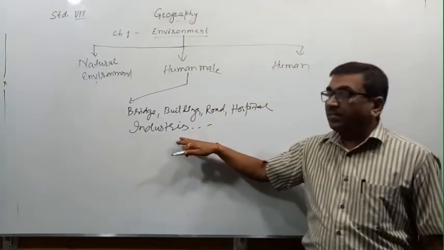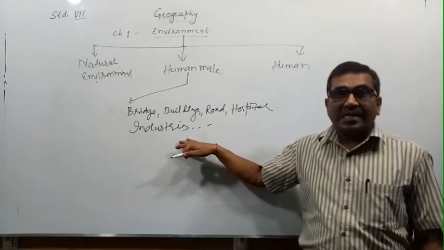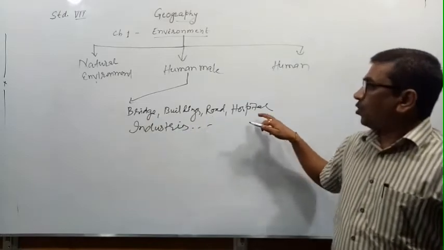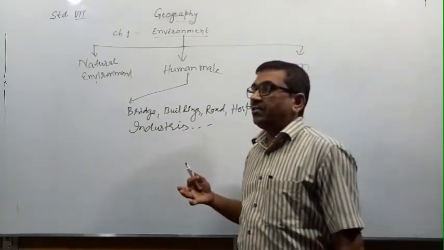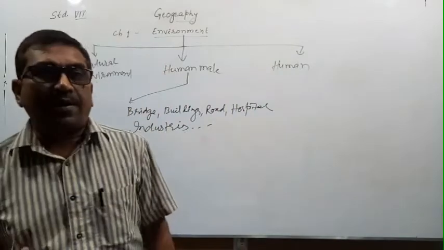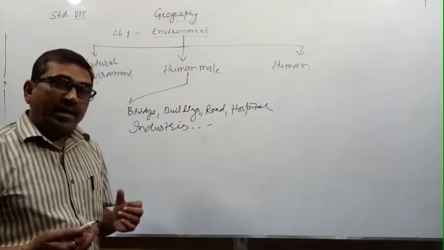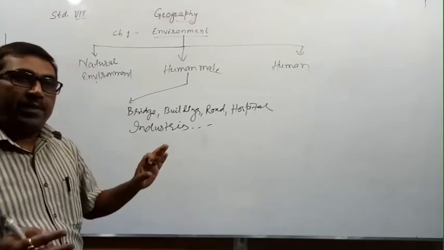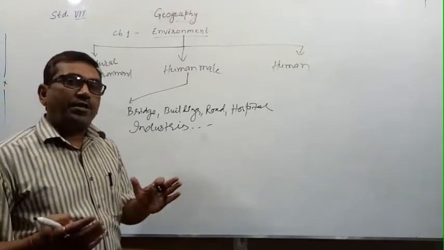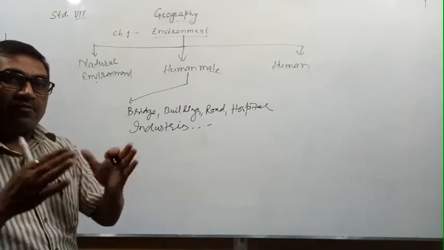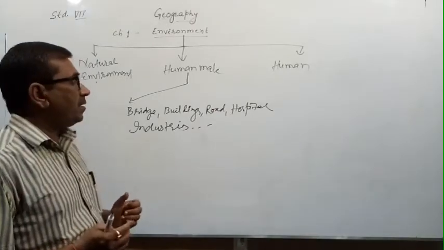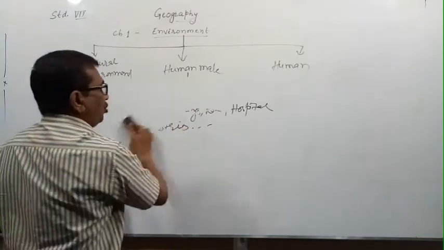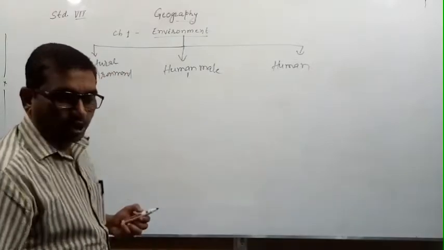So these things make our life easy. Accordingly, we make them: a bridge, buildings, roads, hospitals, industries, etc. All these things have been prepared by humans. It is a human-made environment. Earlier we discussed that people make housing according to the climate or environment of that place. And last is the human component. It is human, and what comes with the human, human stuff.